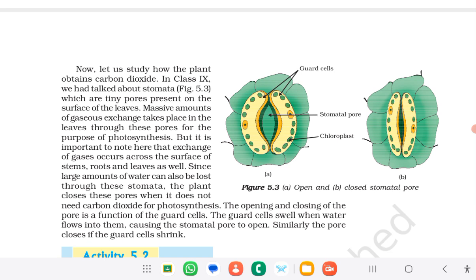Since large amounts of water can also be lost through these stomata, the plant closes these pores when it does not need carbon dioxide for photosynthesis. The opening and closing of the pore is a function of the guard cells. The guard cells swell when water flows into them, causing stomatal pore to open. Similarly, the pore closes if the guard cells shrink by losing water.